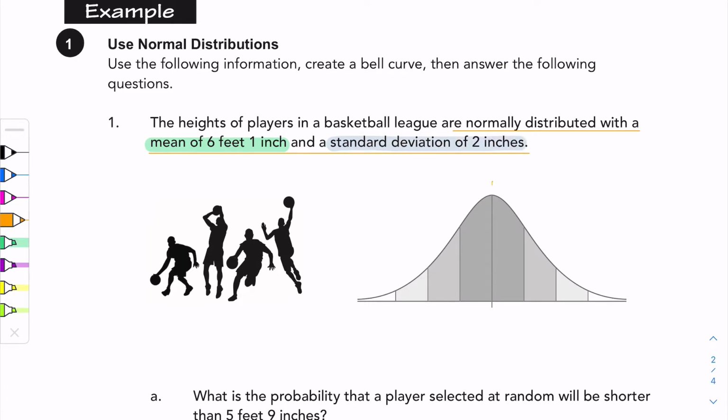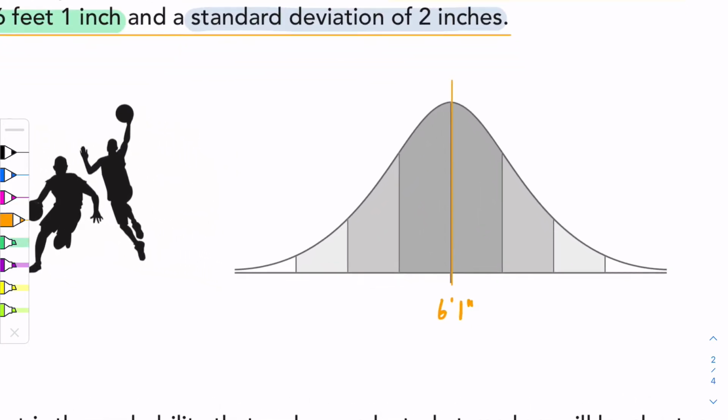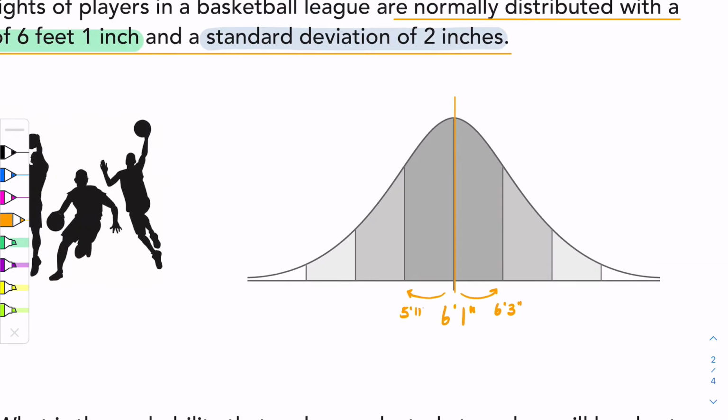So right here, the mean always falls in the middle. In this case, the mean is 6 feet 1 inch. The standard deviation is 2 inches. That means we add 2 inches here. This becomes 6 feet 3 inches. Subtract 2 inches. That becomes 5 feet 11 inches. So both of these numbers, 5'11" and 6'3", are 1 standard deviation away from the mean. We just subtracted and added 2. That's 1 standard deviation. We're going to do that again.